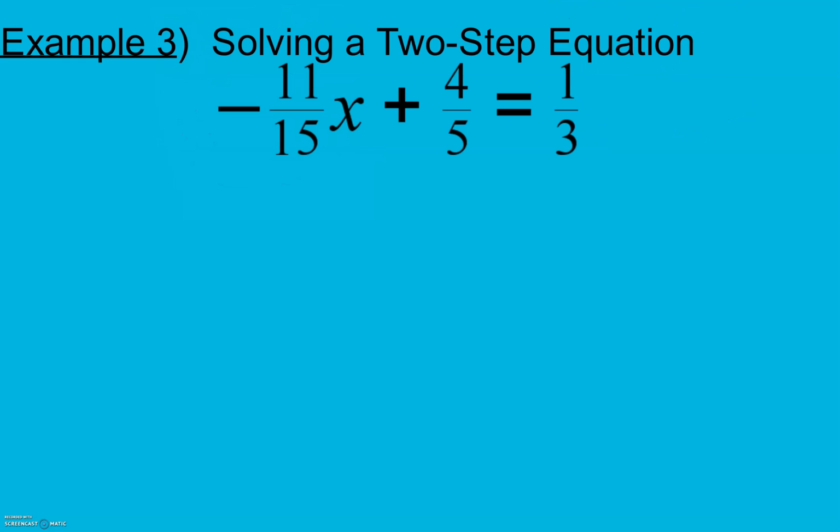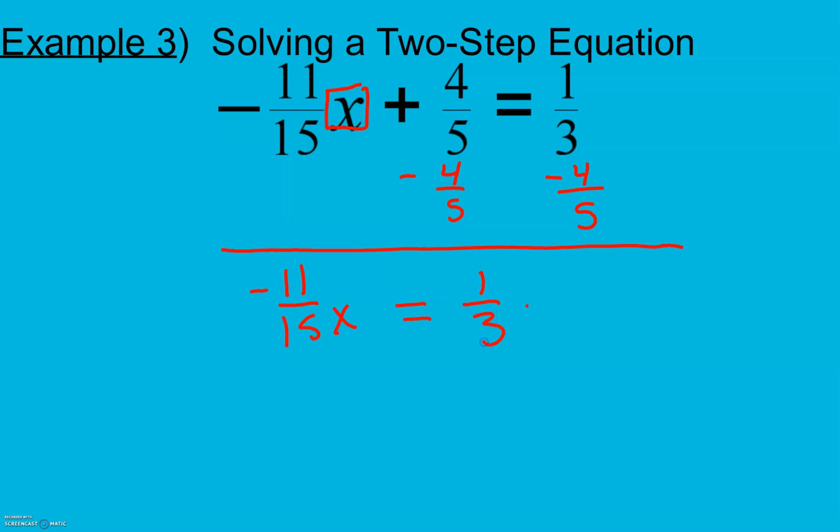In example 2, we're going to solve a two-step equation. So here my x is being multiplied and added. I'm going to get rid of my addition first by subtracting. I do this the same way that I would if my equation was whole numbers and integers like we've done before. So I have a negative 11 over 15x equals 1/3 minus 4/5. Now this 1/3 minus 4/5, I need to simplify.